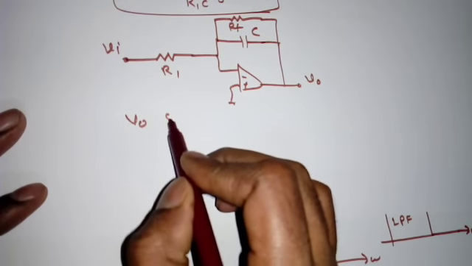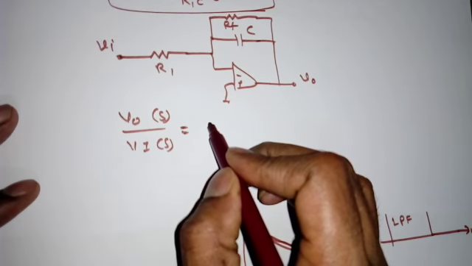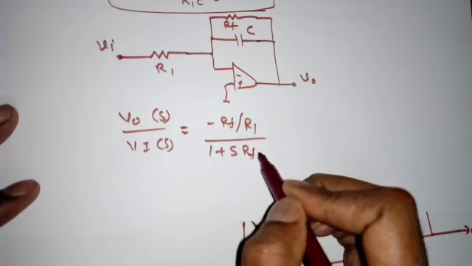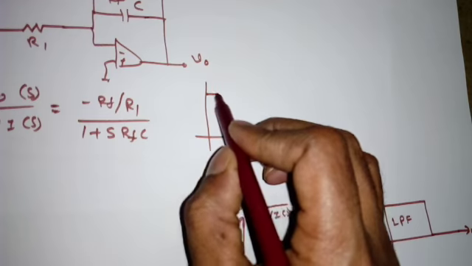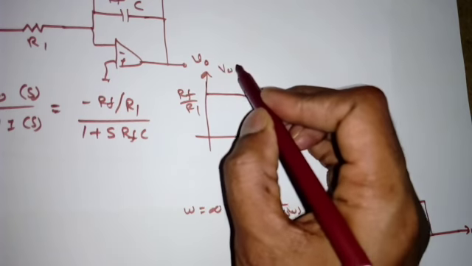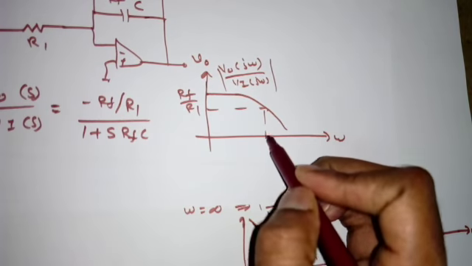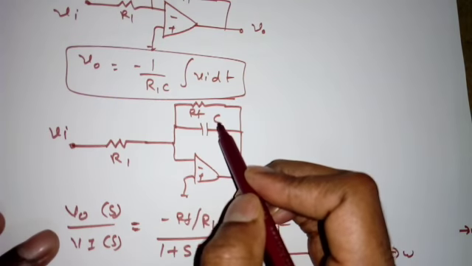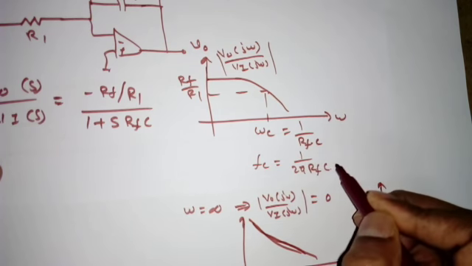Then we have found the transfer function. V0 of S by Vi of S is equal to minus RF by R1 divided by 1 plus S into RF into C. Then we have drawn the frequency response. We got something like this. Maximum is RF by R1. This is the magnitude of V0 of j omega by Vi of j omega. Then we found the cutoff frequency, which is 1 by RF into C. This is the resistance, this is the capacitance. So 1 by RF into C, or fC is equal to 1 by 2 pi RF into C.